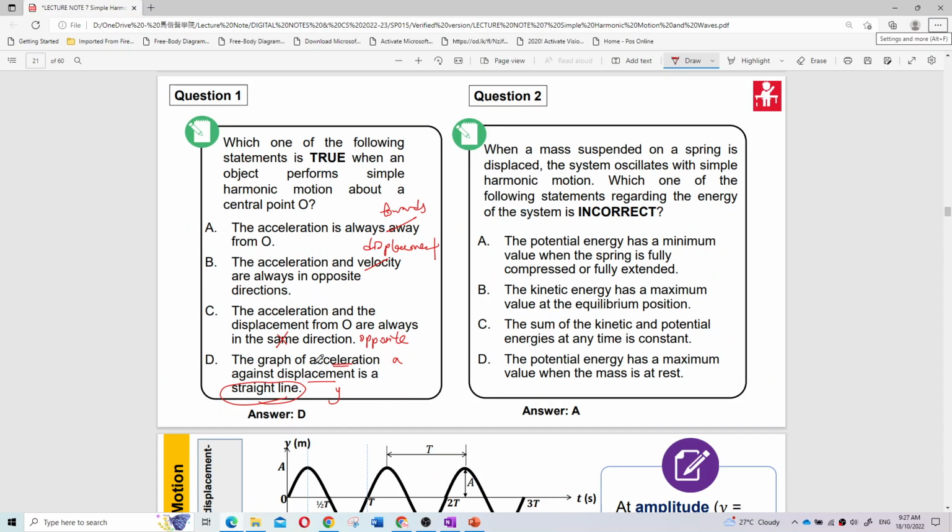Okay, that's it. So the answer is D. It's true. It's a straight line. You need to think. You need to think.